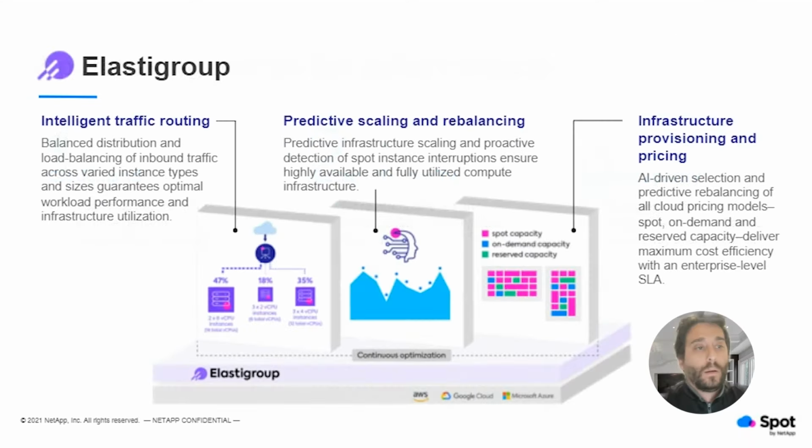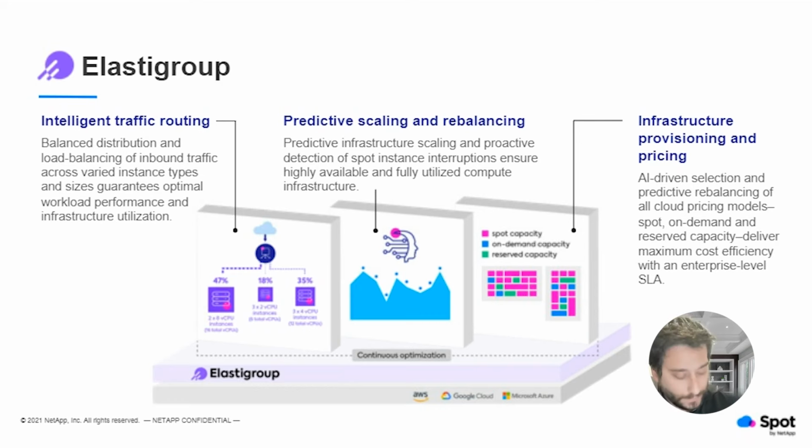Okay, so in order to kick off the predictive rebalancing discussion, I want to first discuss Elastigroup, which is the initiator of predictive rebalancing. It is the first product since the inception of Spot, formerly Spotinst. And it has 3 layers.